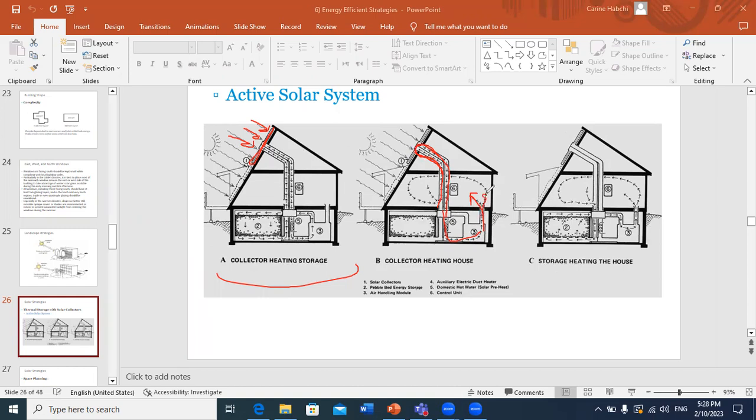But what if you don't need it now? If you don't need it now, you need to store it. So until now we need a collector system, a distribution system, and now we need a storage system. Because if you don't need the hot water now, you need to preserve this heat. You can do it in several ways. First, of course, you can have a certain reservoir of hot water, so when you need it, you can use it.